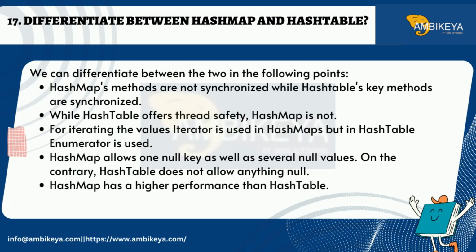Differentiate between hashmap and hashtable. We can differentiate between the two in the following points. Hashmap's methods are not synchronized while hashtable's key methods are synchronized. While hashtable offers thread safety, hashmap does not. For iterating, the iterator is used in hashmaps, but in hashtable an enumerator is used. Hashmap allows one null key as well as several null values. On the contrary, hashtable does not allow anything null. Hashmap has a higher performance than hashtable.